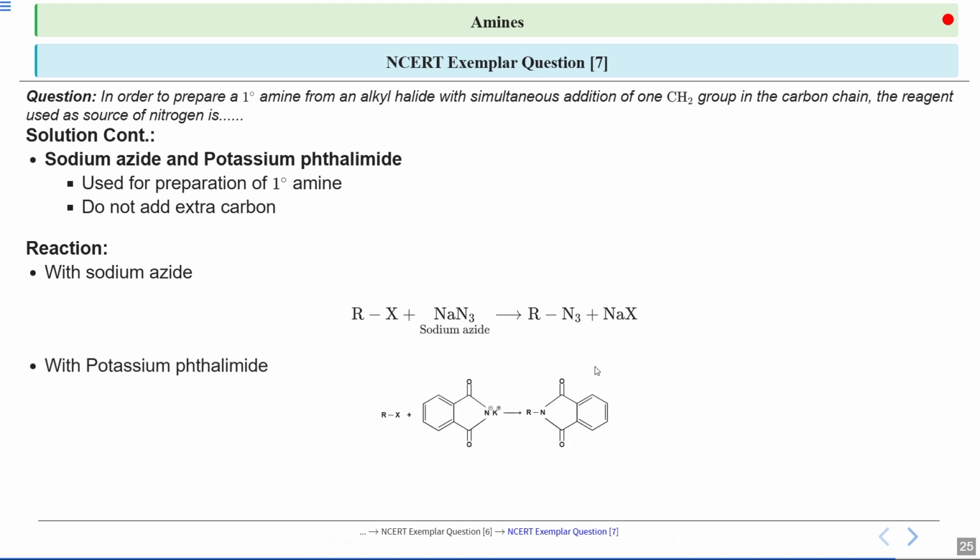Now if we see potassium phthalimide, in this case this is a nucleophile which is used in a nucleophilic substitution reaction. Particularly, we use it in the synthesis of primary amines via Gabriel synthesis, okay, where it reacts with an alkyl halide under alkaline conditions. Okay, so this is with potassium phthalimide.